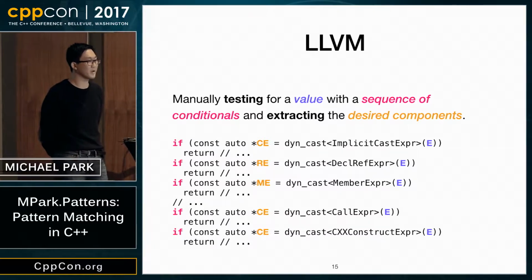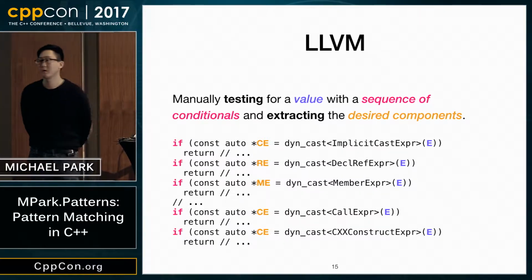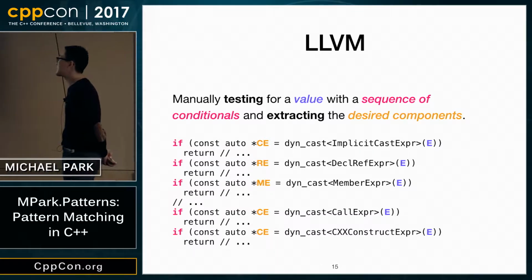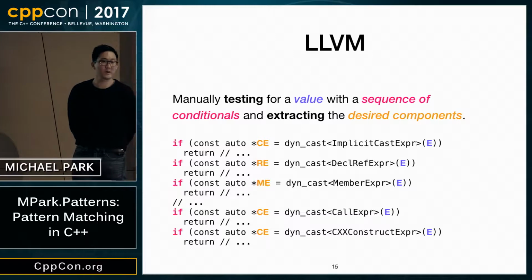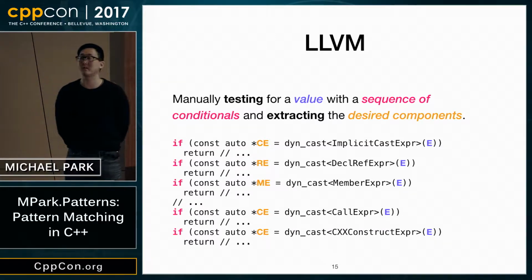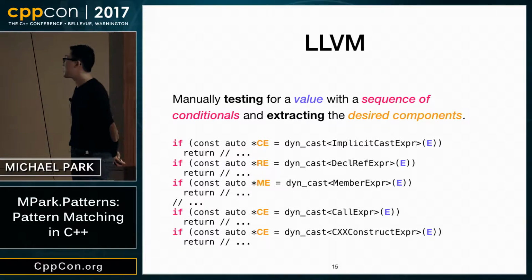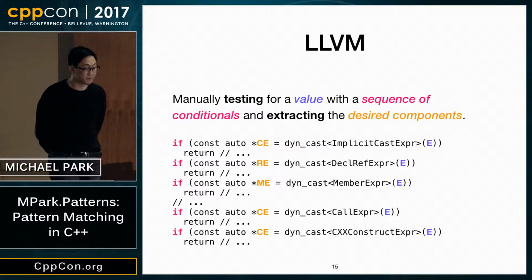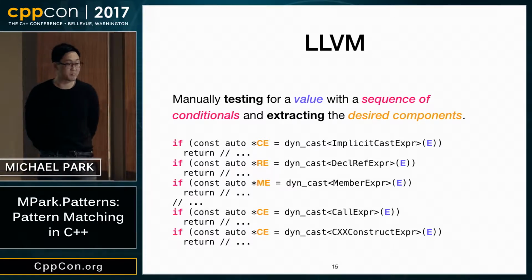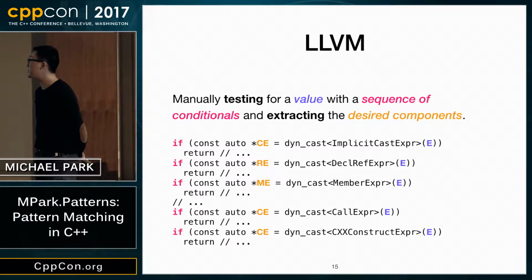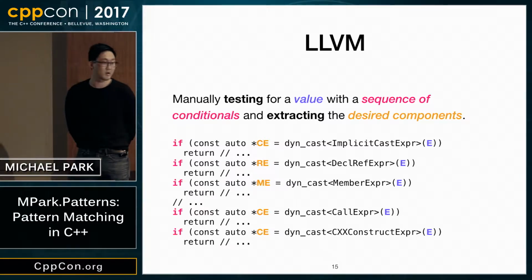This is code that I pulled out of LLVM. dyn_cast is faster, but it's essentially dynamic cast. If it's not storing the thing that you asked for, it's going to give you a null pointer. And this is all over LLVM. Not to say that that's bad per se. LLVM is a high-quality C++ project. But this is something that's pretty difficult to maintain, in my opinion.